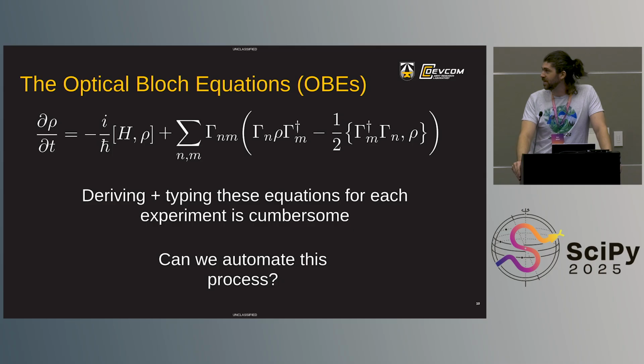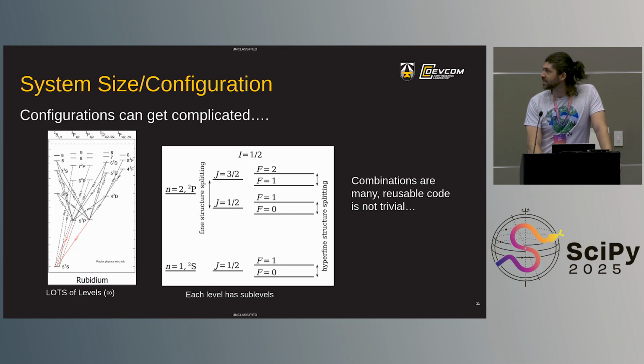So coming back to these equations that we looked at previously, we're going to call these the optical Bloch equations, or OBEs. Deriving and typing these out for every experiment is cumbersome because the matrices that you're doing could be a whole bunch of different stuff. They get bigger and bigger the more and more levels your system has. So kind of the goal we want to do is automate this process.